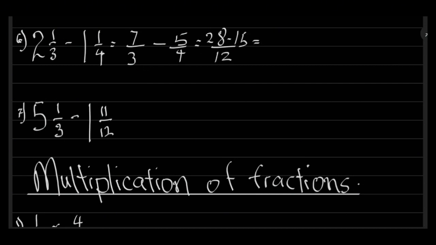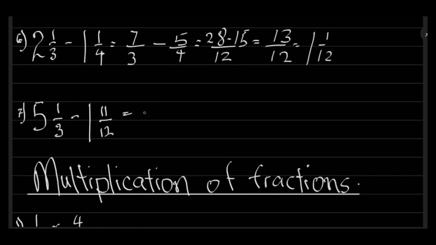Remember, you could always have a negative fraction. Okay, so don't be surprised when you have a negative fraction. So 28 minus 15 would give us 13 over 12, which could also be written as 1 whole number 1 over 12.